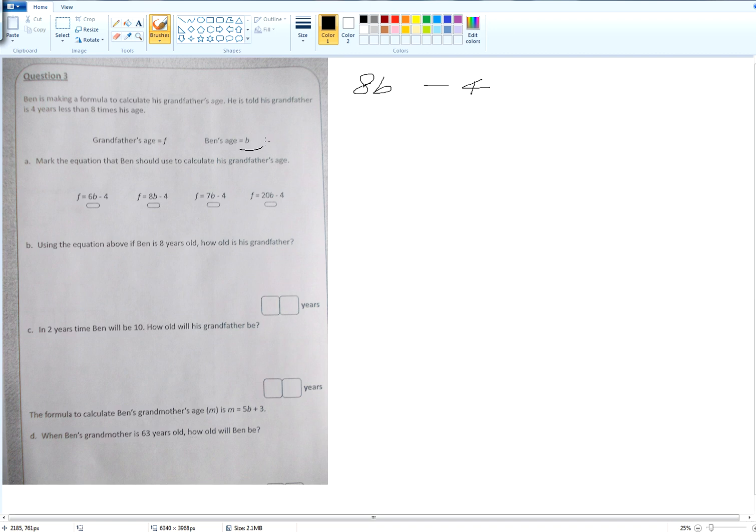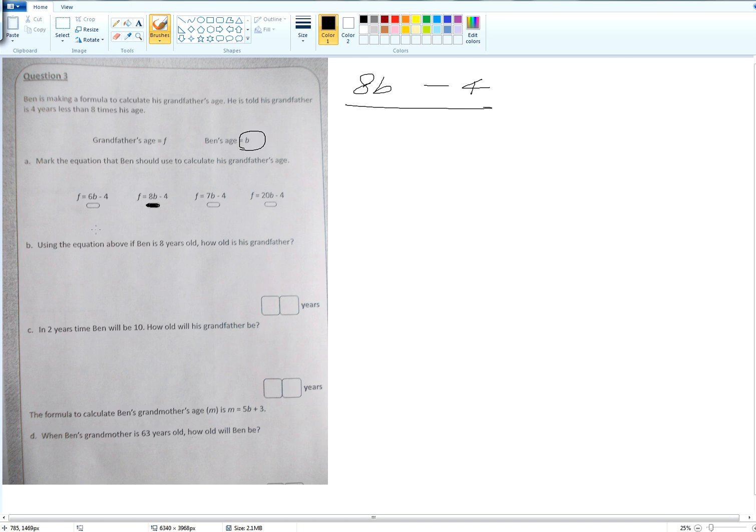Now Ben's age is B. Okay, now remember, if you take away 4, you put the take away 4 at the end of the equation, not the beginning. So his grandfather's age is 4 years less than 8 times Ben's age. So the answer should be what? 8B minus 4. We got 16, the answer is 60 though.